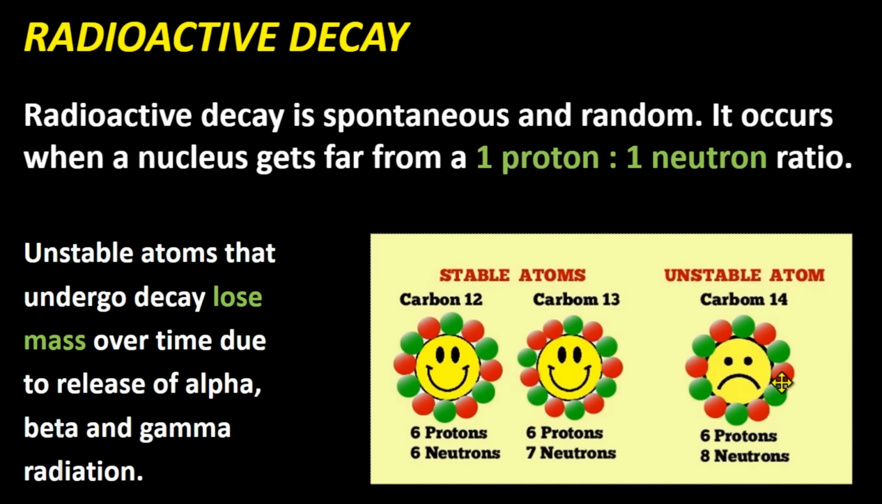But carbon-14, on the other hand, has 6 protons and 8 neutrons. That is getting a little further away from a 1 proton to 1 neutron ratio. That means that carbon-14 is unstable, and it is going to undergo radioactive decay. It's going to lose mass over time, and it's going to release radioactive particles called alpha, beta, and gamma radiation.